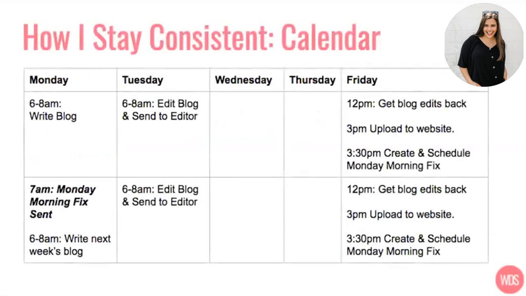Let me show you what my calendar looks like. So this is literally what I do every week. I have a 6 to 8 a.m. time period where I write my blog. So on Monday mornings from 6 to 8 a.m., which I know sounds kind of crazy, but I am a morning person, I write a blog.